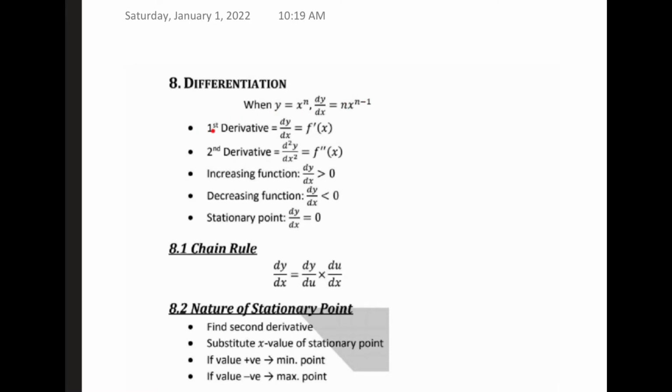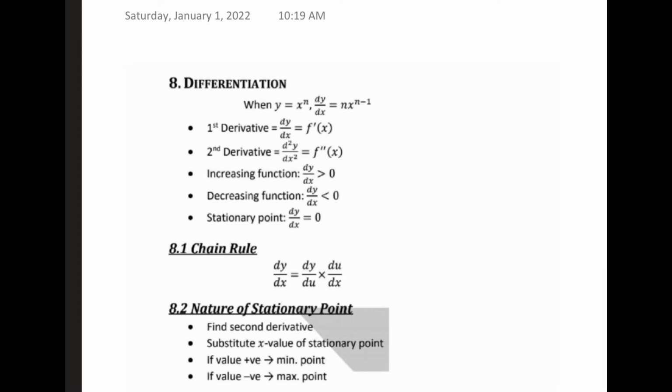And then we have the way to write the first derivative. We write dy/dx, or we write f prime of x. The way to write the second derivative, that means you do differentiation twice, we write d2y/dx2, or f double prime of x. Okay, so this is the first formula.